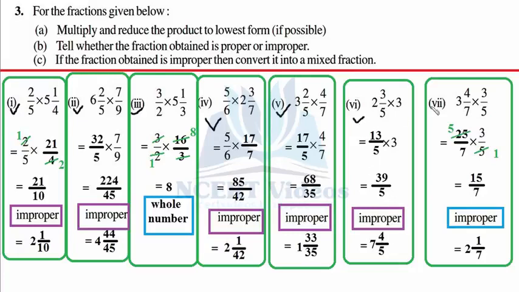The last part, 7 3s are 21 plus 4 is 25 over 7 into 3 over 5. 1 5s are 5, 5 5s are 25, cutting opportunity. 5 3s are 15 over 7. Improper, so converting it into mixed fraction gives you 2 and 1 over 7. So that was your question number 3rd.